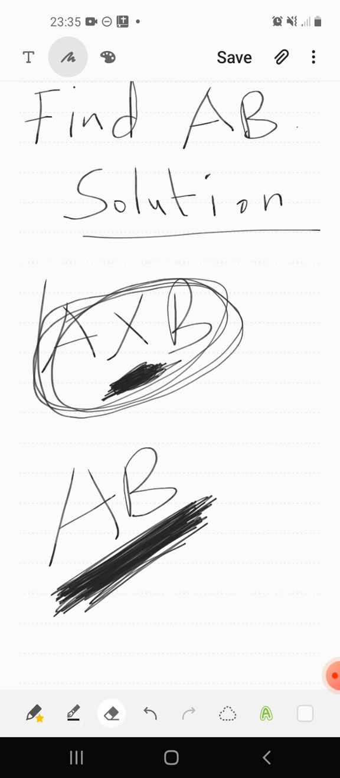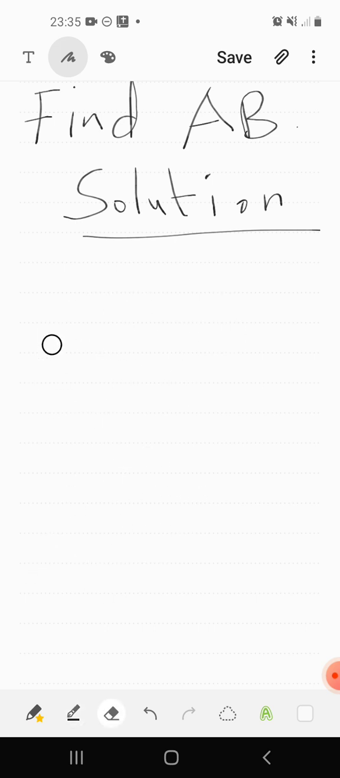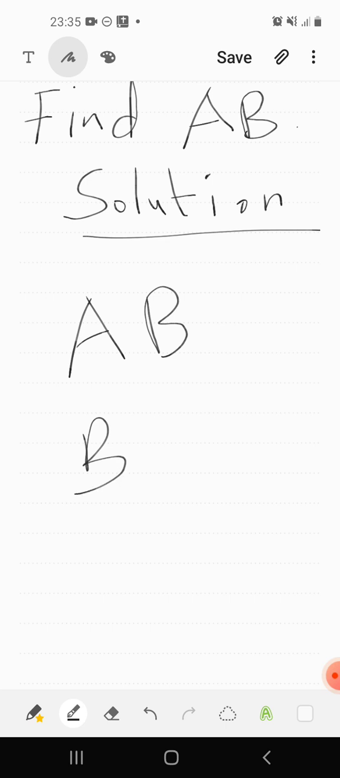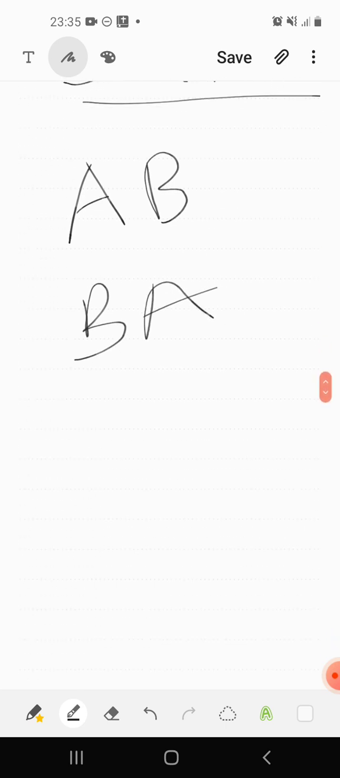So we are to find AB. This means we are multiplying the two matrices, matrix A and matrix B. Take note of this too: matrix AB, A multiplying B, and B multiplying A. In matrices, multiplication is not commutative.